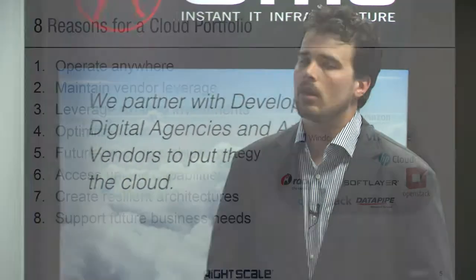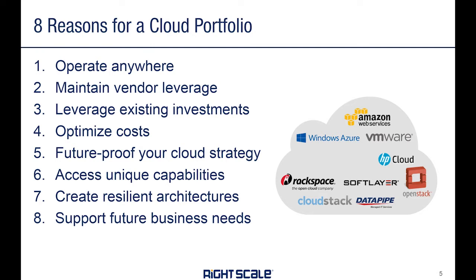Accessing unique capabilities. Cloud is unique for one of the reasons I just highlighted, the ability to provision and deprovision capacity in an on-demand way. And create resilient architectures. I'll talk a little bit about some of the unique architectures that can be created in a hybrid cloud scenario. And then support future business needs. They're moving faster, and central IT has to get out of the way for provisioning. That's when you start getting shadow IT if they remain that roadblock. The business is going to own the initiatives, and IT is going to have to respond as quickly as a public cloud can.